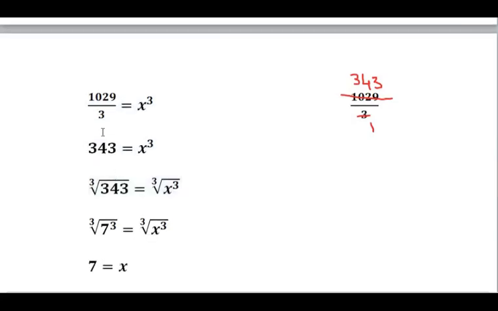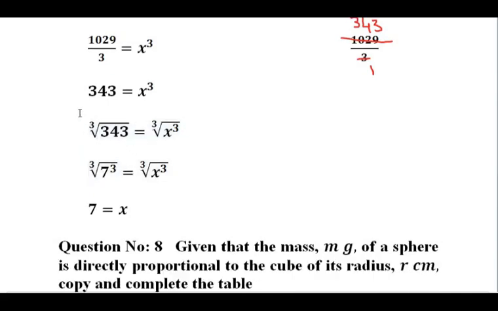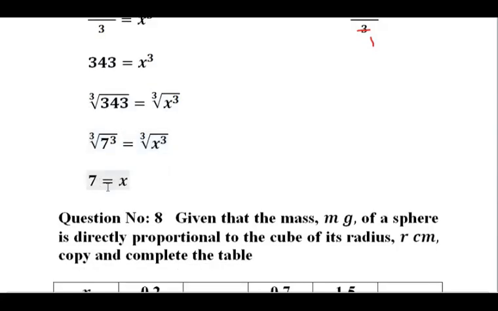1029 is divisible by the denominator 3, so if we divide 1029 by 3, we get 343, which is a perfect cube number. So to eliminate the cube from x, I'm going to take the cube root of both sides, as we know that 343 is a perfect cube number. Taking the cube root of 343, we get x equals 7.